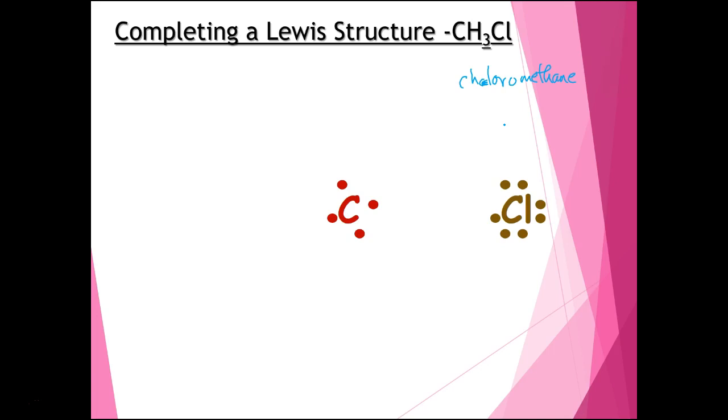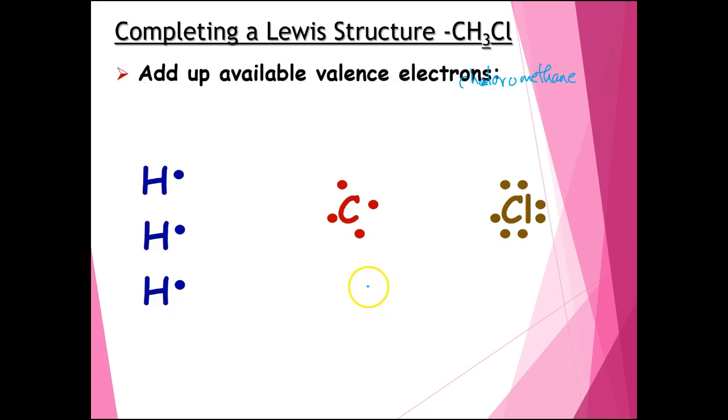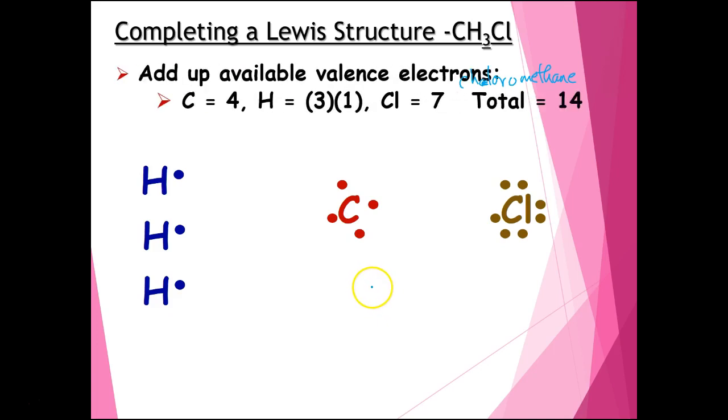So how do we draw this? Well, first we have to start with what we know. We know we have an H, we know we have a C, and we know we have Cl. In fact, we have 3 H's. So let's go ahead and start adding up the number of electrons. What are the available electrons we have here? 4 from the carbon, 3 hydrogens with 1 each, and 7 from the chlorine. We have a total of 14. So we definitely have enough for an octet. We have to have at least 8.